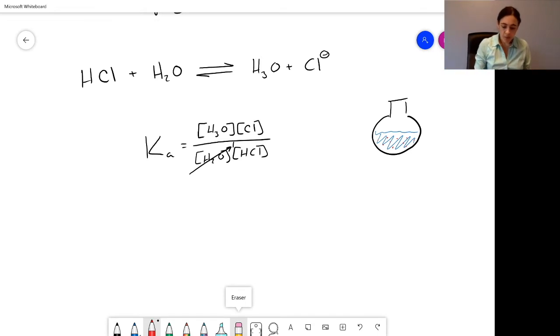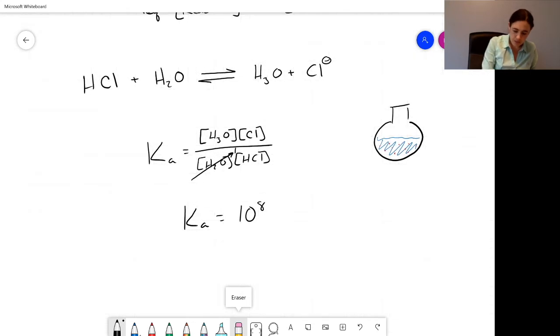Right? Another thing I want to point out, these are all experimentally observable and measurable things. So we can convert experimentally measurable things into a number that we can use for a quantitative prediction of acidity. So in this case, Ka is equal to 10 to the 8th, meaning that this is a very large number. This is small. And that means that we have a small amount of starting material and a large amount of product.